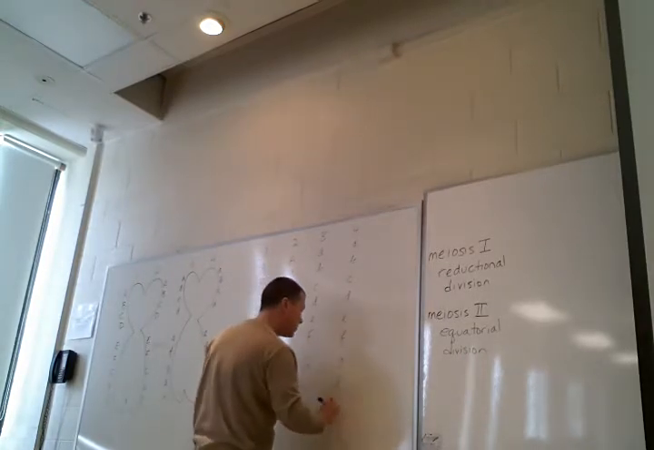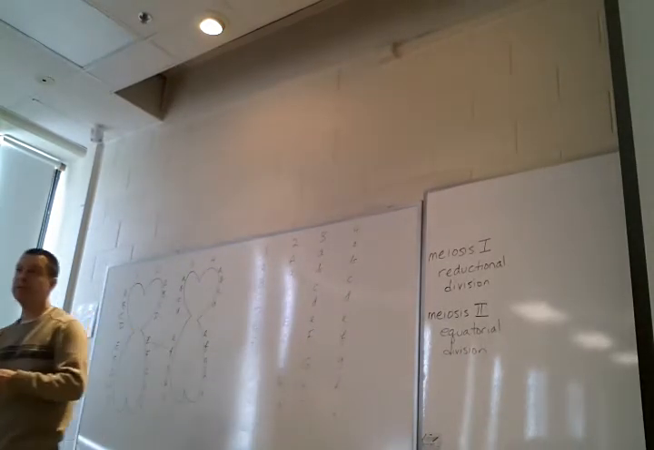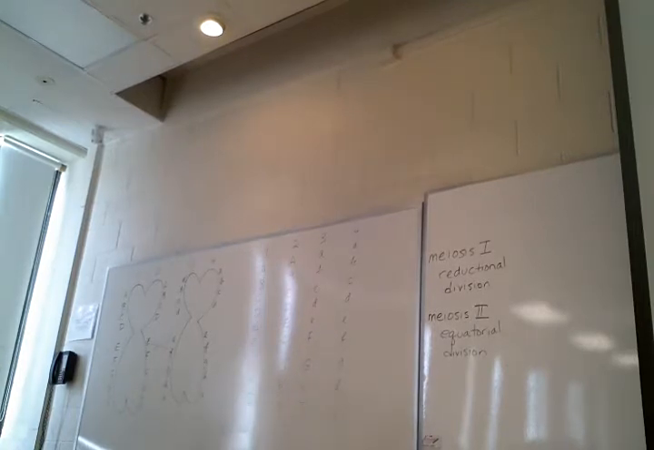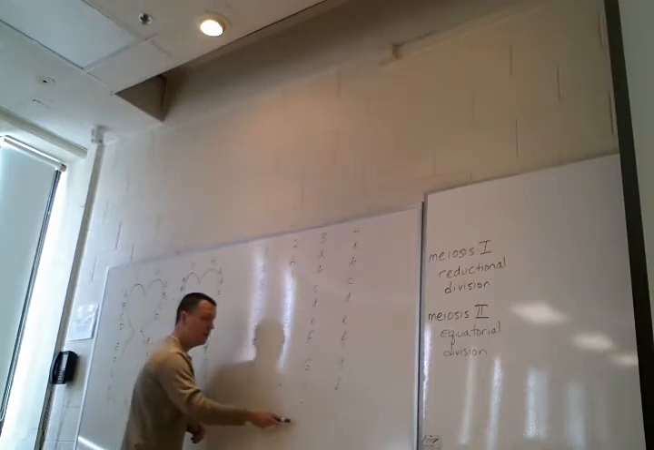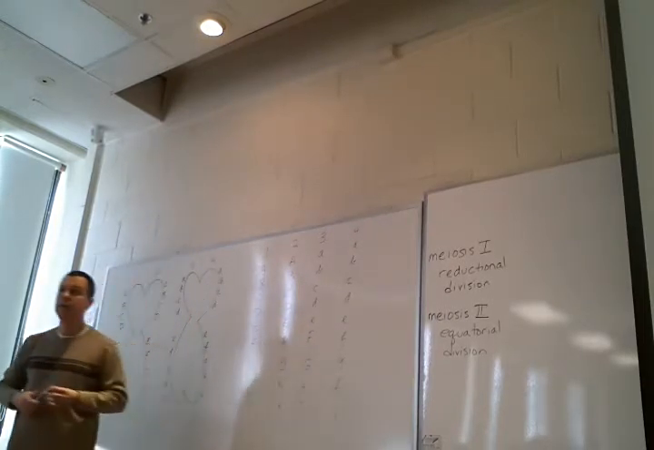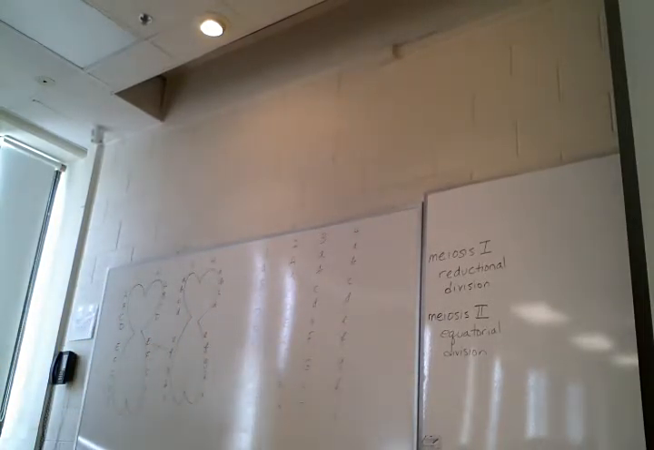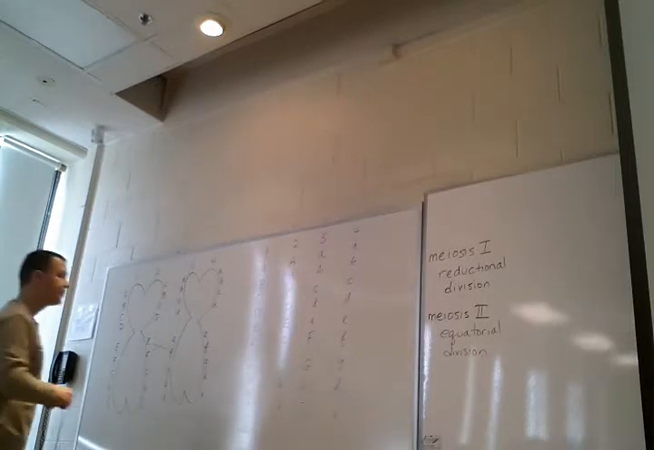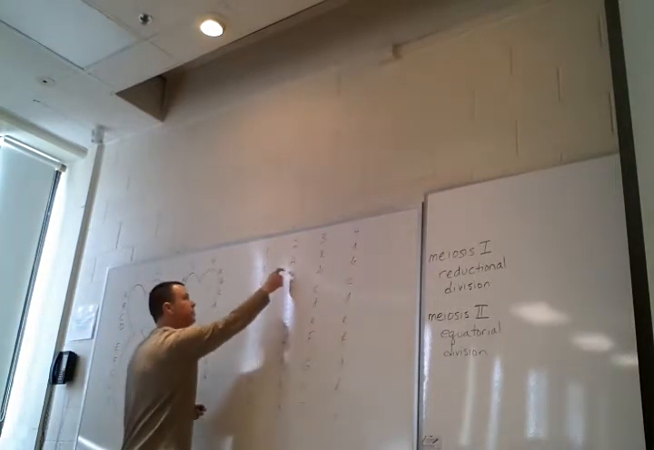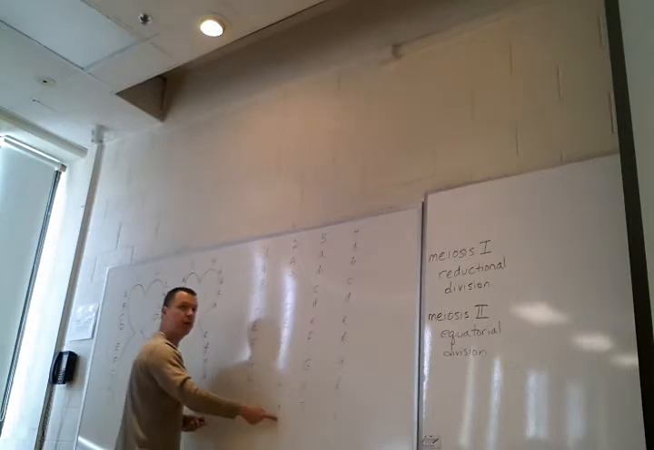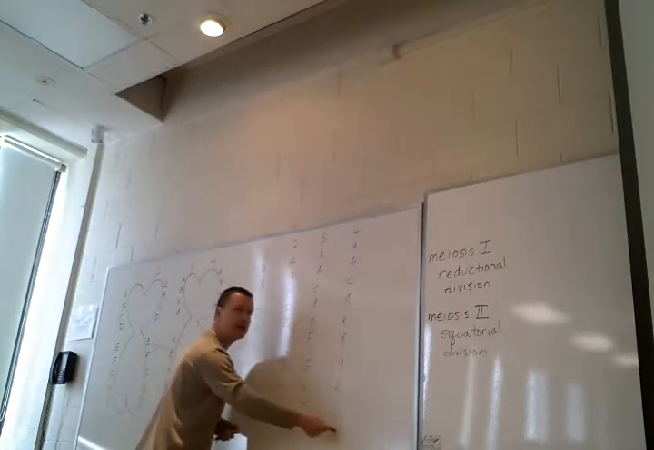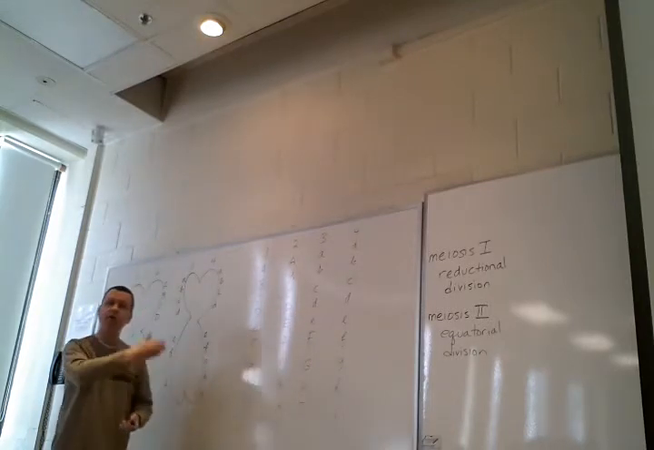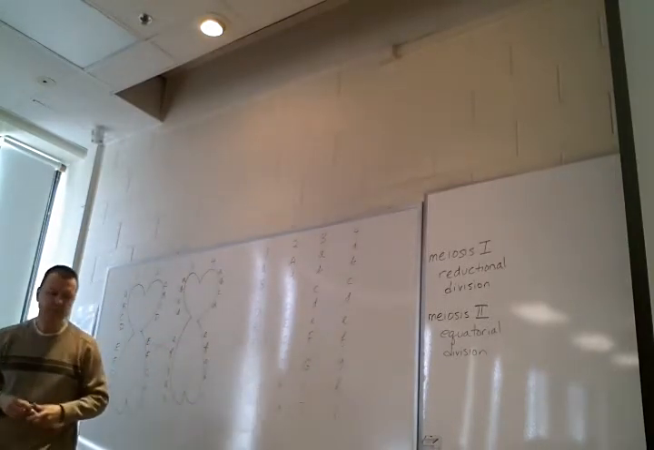But now, since each of these chromatids goes into a different cell by the end of meiosis 2, and just looking at this one chromosome pair, each of these cells is genetically different from each other. This has all capitals. This has 5 capitals and 4 smalls. This has 5 smalls and 4 capitals. That has all smalls. So they are genetically different from each other.